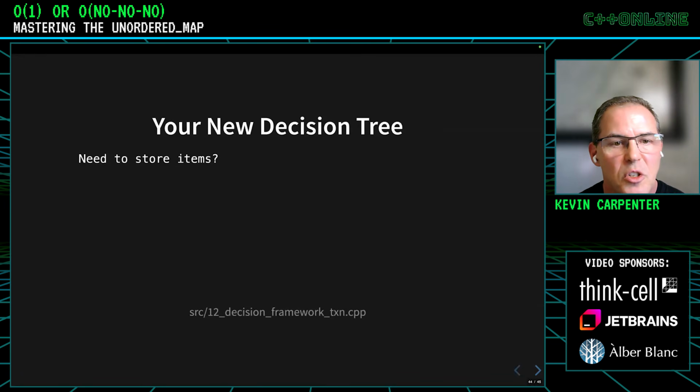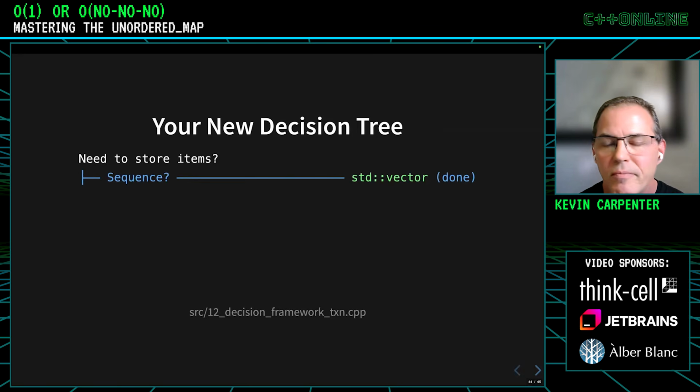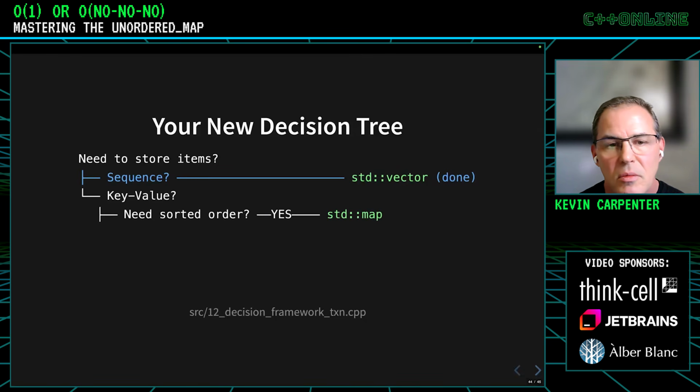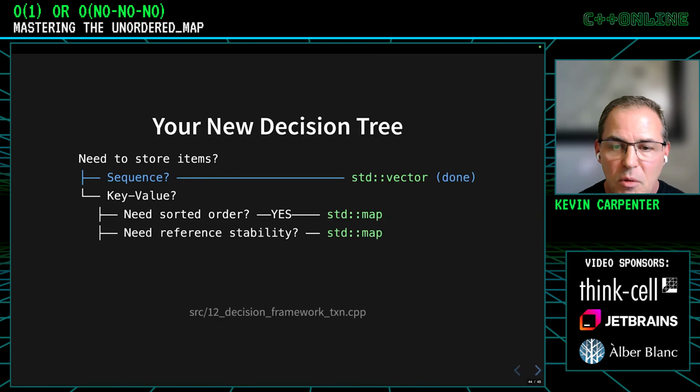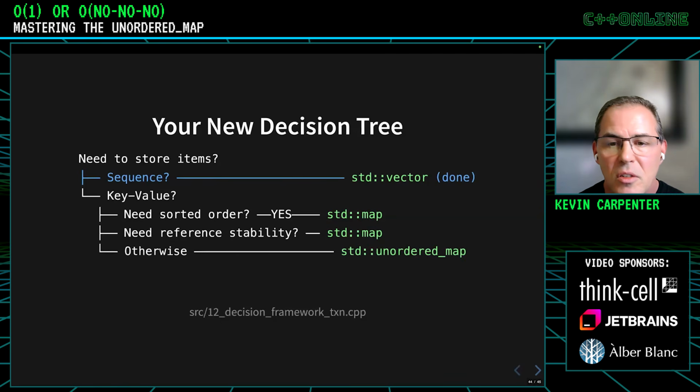So your new decision tree: do you need to store items? If it's a sequence, you just use std vector, almost always vector, you're done. That's the way to go. If it's a key value and it has to be sorted, if you need this data sorted to start with, go with std map. But keep in mind, with std map you're not going to get the speed. Of course, as we talked about, if you need reference stability, std map is definitely going to give you that. Otherwise, start with unordered map unless you know for a fact that you need any of the others.